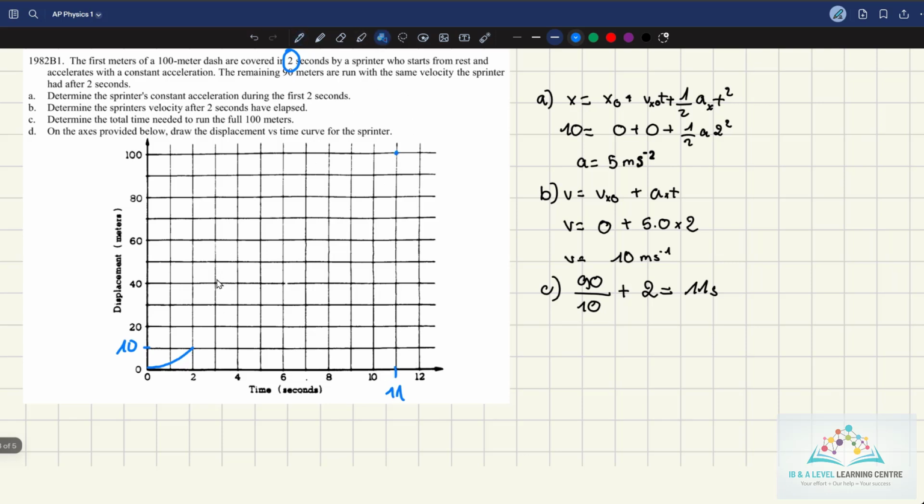So the next part of the graph is a straight line indicating the constant speed from 2 seconds to 11 seconds, a straight line like this. And this is a smooth transition from the parabola to the straight line. Okay. Đó, cách làm như vậy nhé.